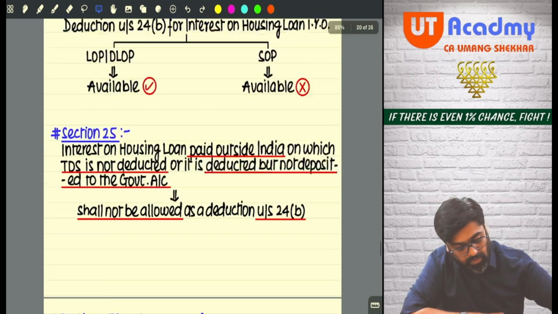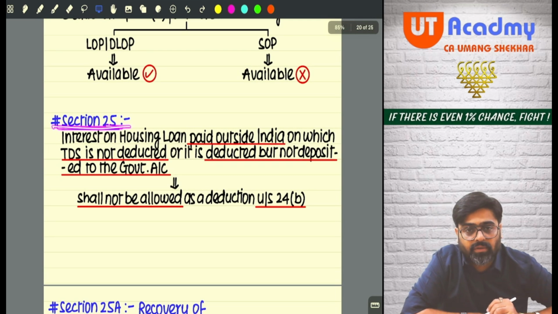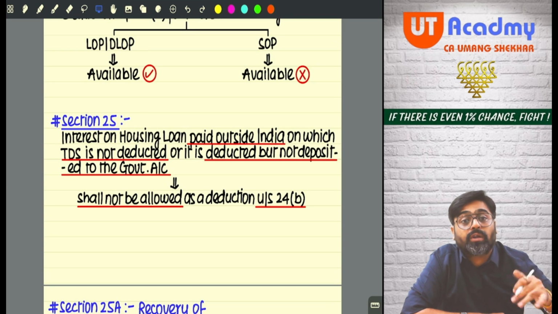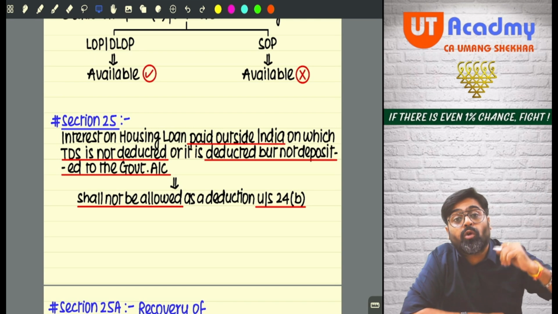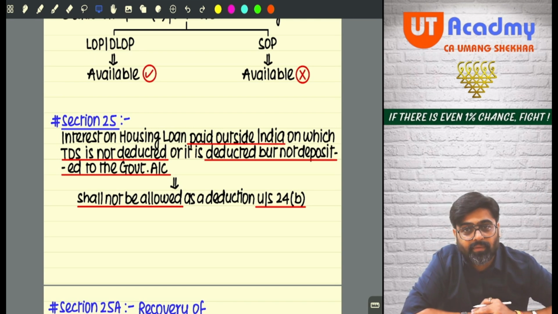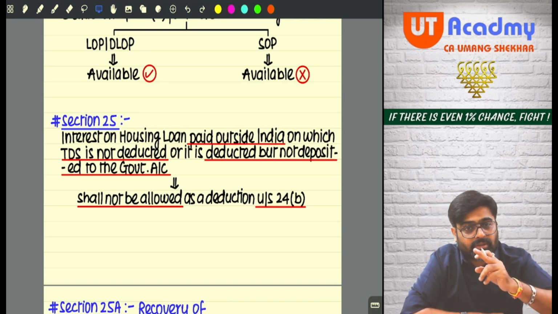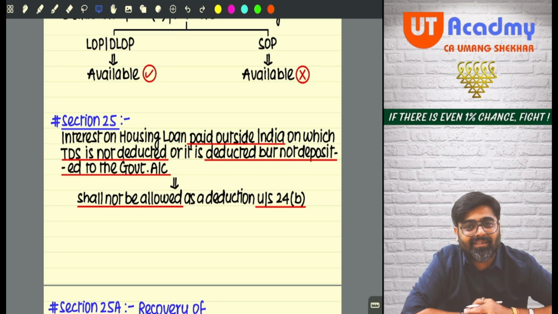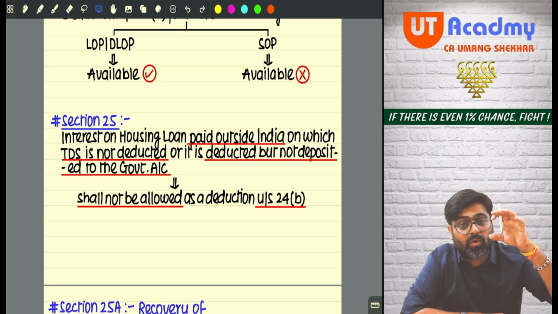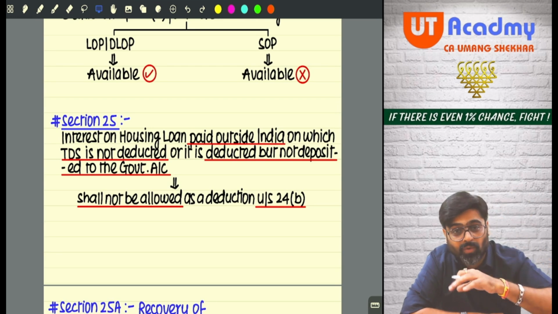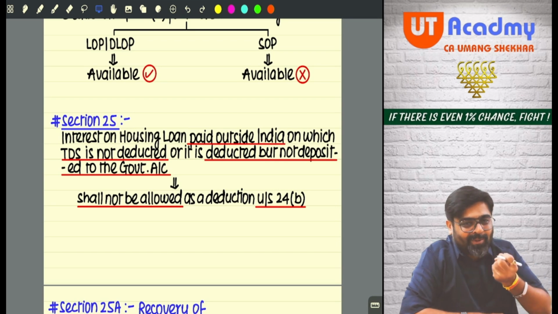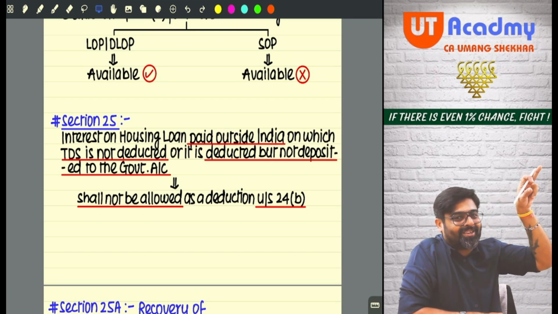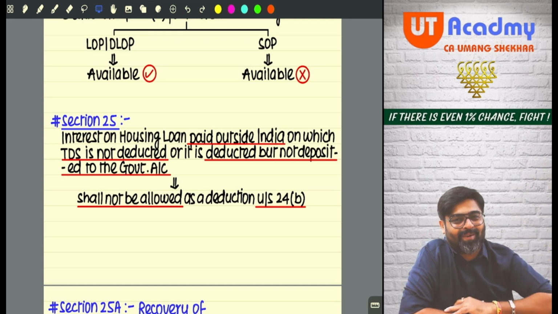Done. Last point. Section 25 says that if you have taken a housing loan, and on that housing loan you were supposed to pay interest, but that interest was supposed to be paid outside India. Meaning that you must be a resident. You might have taken a loan from outside India, used that loan in India on a house property. On that loan amount, now you are going to pay interest to someone outside India. He is a non-resident, he is RNOR.